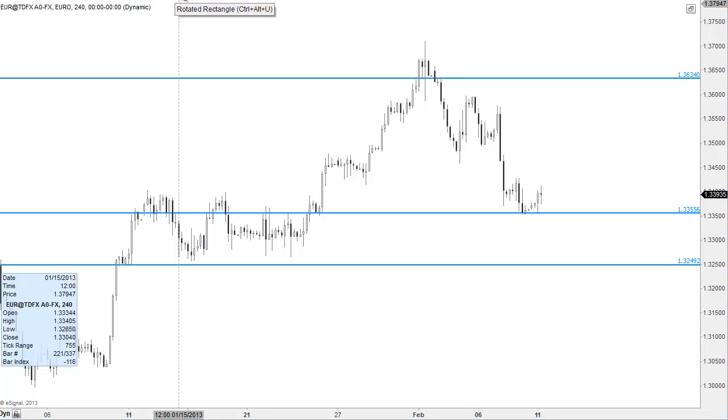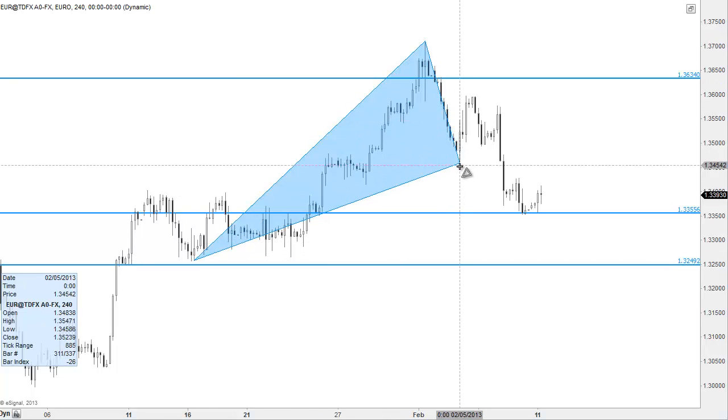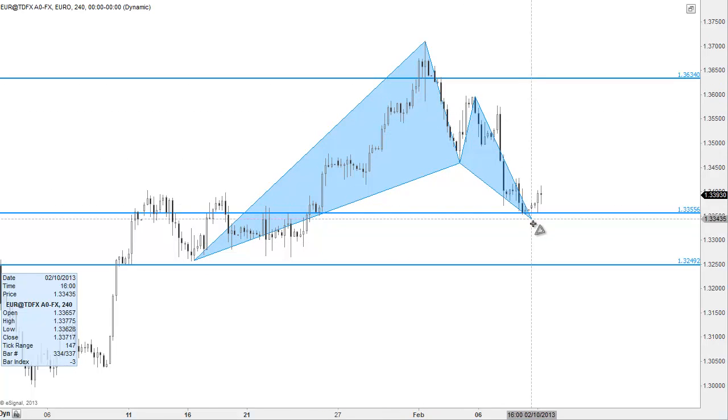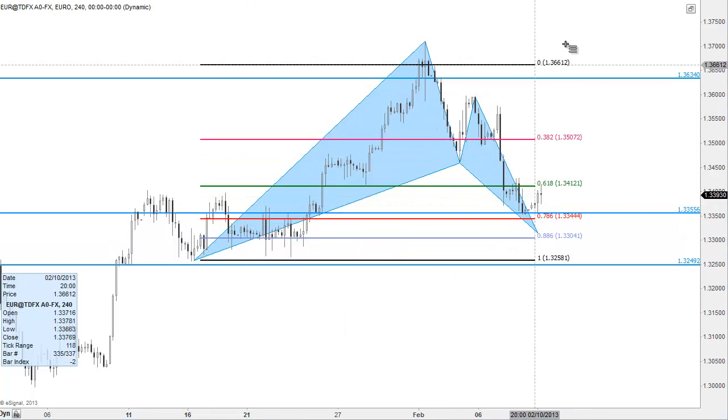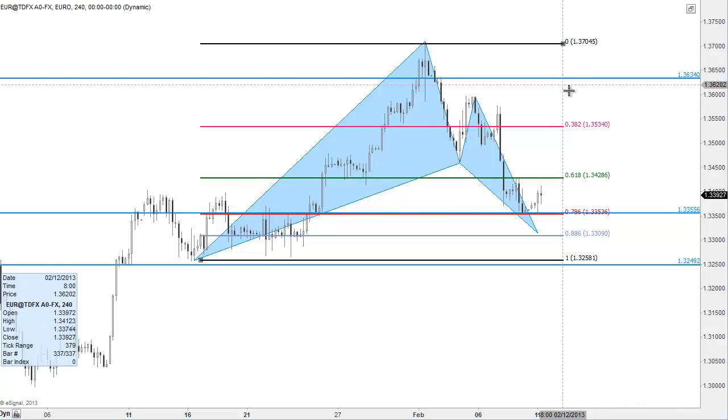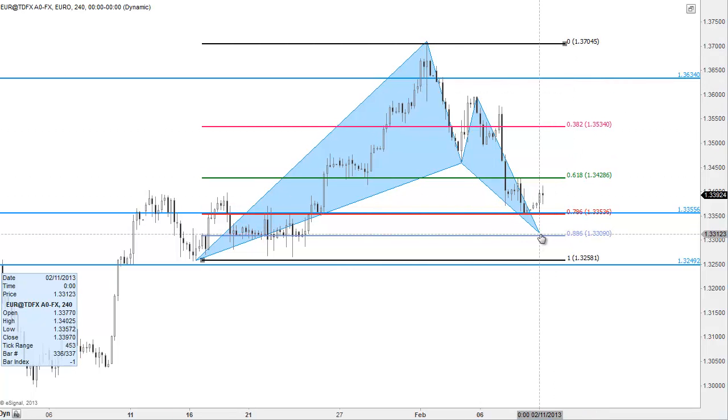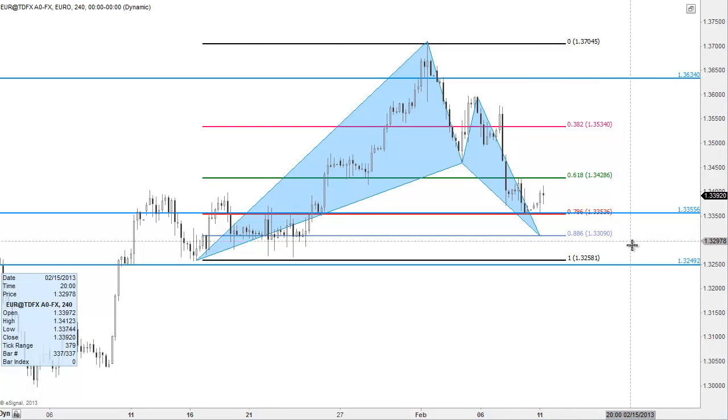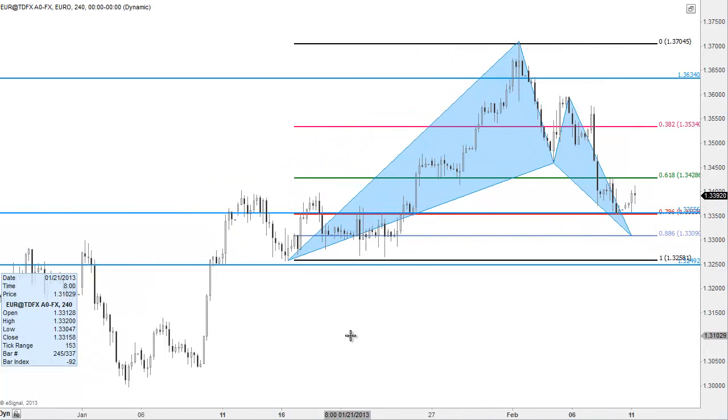But if I take a look at this, I actually have a bat pattern setting up here, right here to here, and coming down into the 886. Let me just draw it in so I don't have to eyeball it. Pretty close. The 886 down here. So we're looking for this market to decline into 133s, even handle number. Look at the support that exists across there.